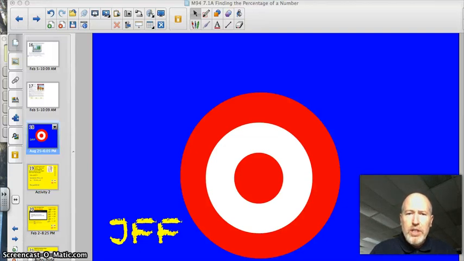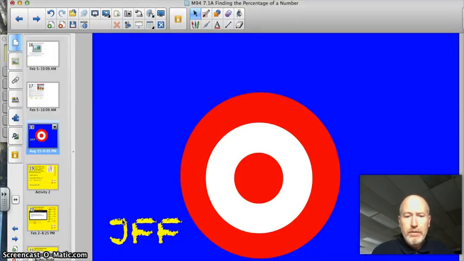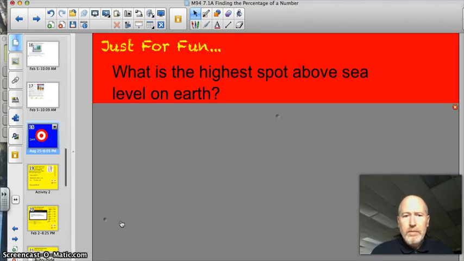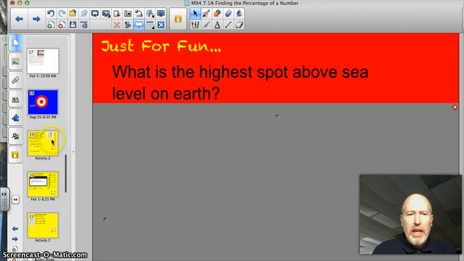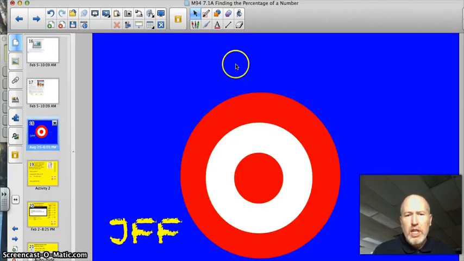Tonight we're going to start Chapter 7 with our target, finding the percentage of a number. But first, let's start off with our trivia question of the day. What is the highest spot above sea level on Earth? We'll get back to that question after our instruction tonight.